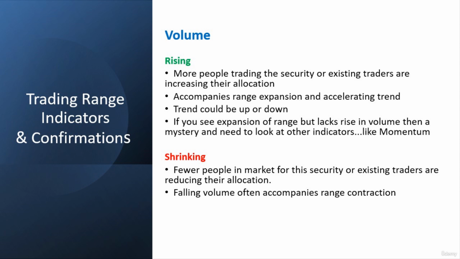Now, if volume is shrinking, which means fewer people are in the market for this particular security, or existing traders are reducing their allocation, they're now getting out of it, falling off volume often accompanies a range contraction, where the width between the high and low might be contracting, and might be associated with falling volume when you're looking at a trading range, a range of prices.